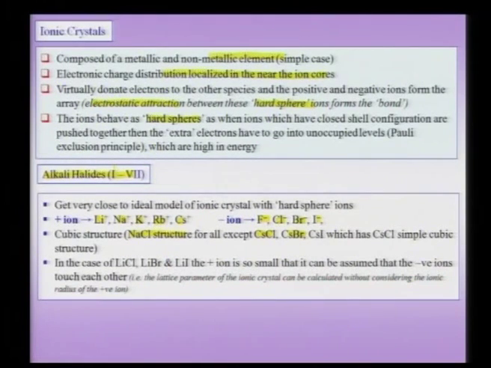There are cases in which the positive ion is so small that it can be assumed that the negative ions almost touch each other, and therefore when you make the lattice parameter calculation, we practically ignore the positive ion. So, these alkali halides, as I said, are perhaps the example of what you might call a nearly perfect ionic bond, wherein all the charge is localized around the ionic cores.